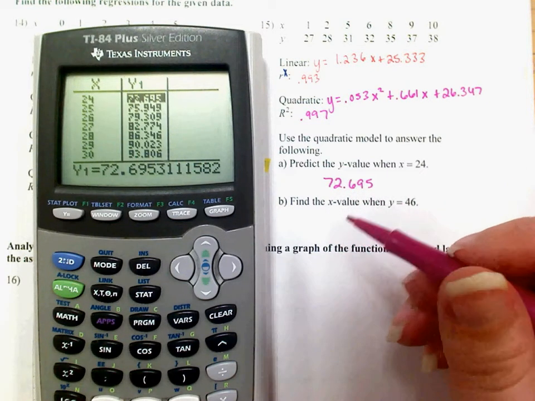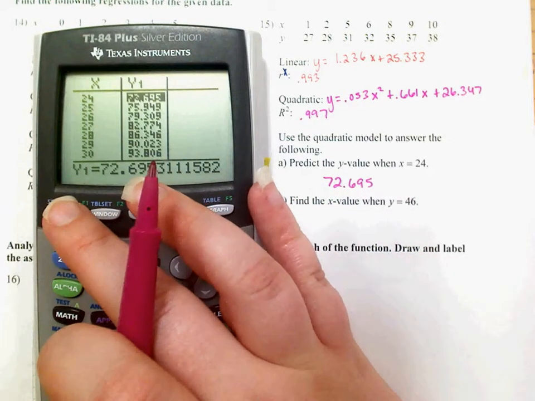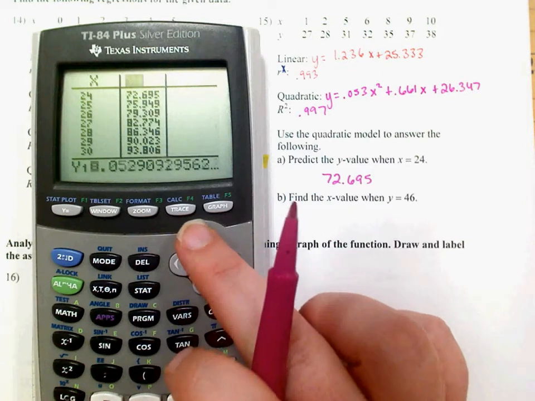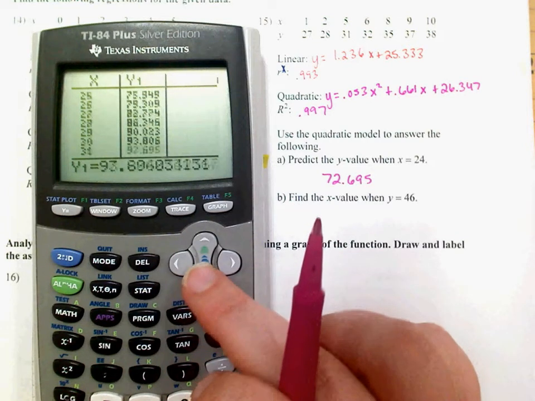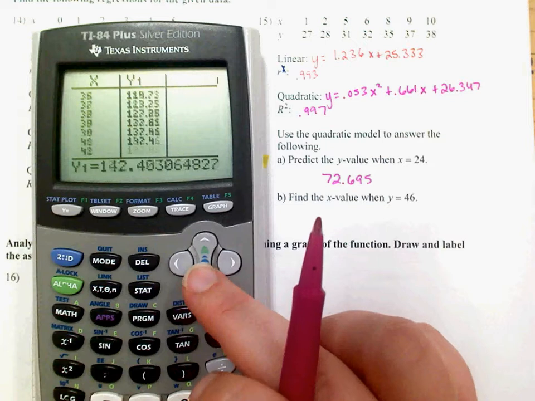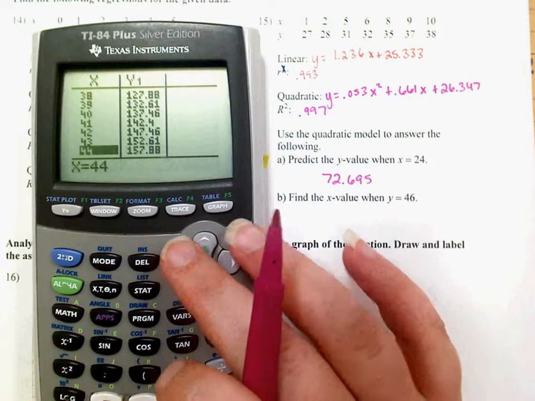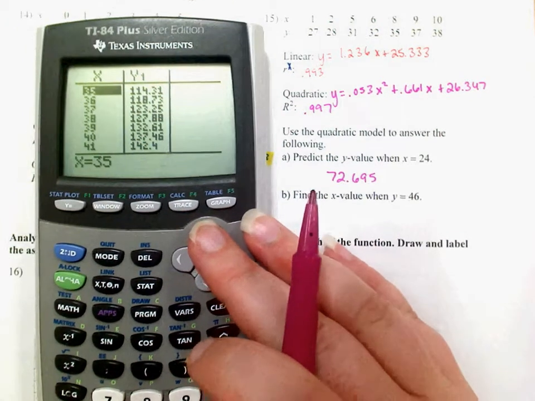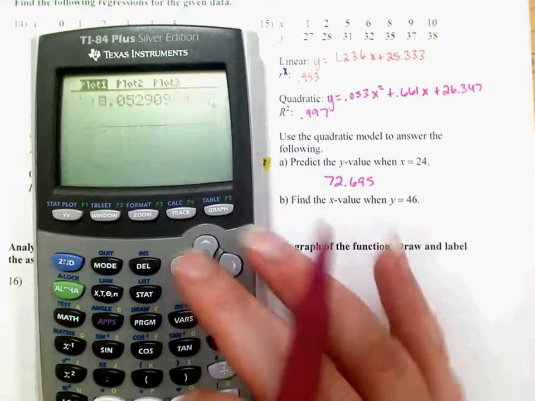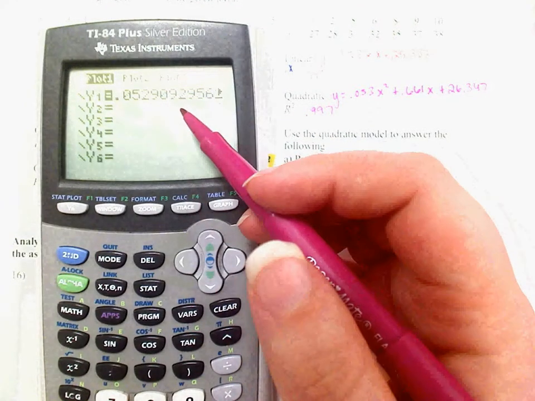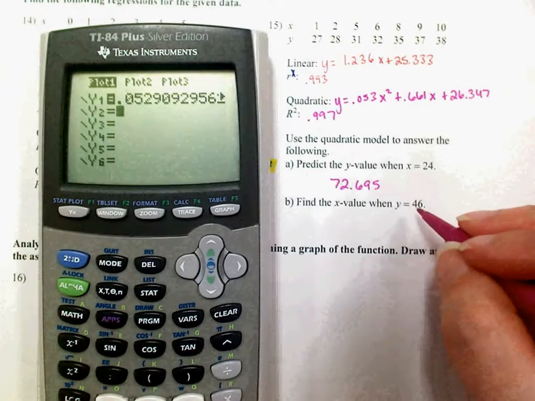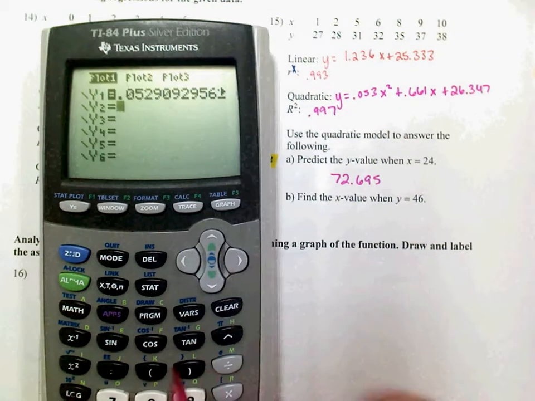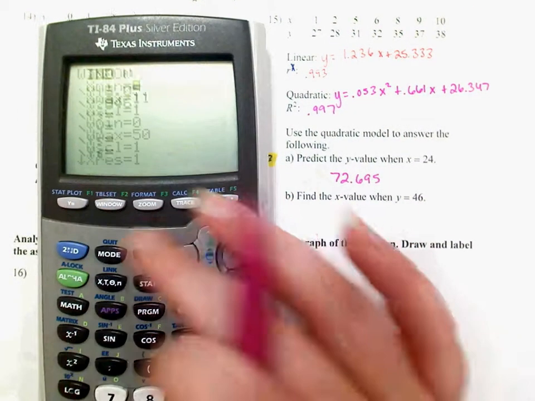Now this says predict the x value when y equals 46. So I'm going to go to y equals. Because what I can't do is just scroll, it does let you scroll down, but it won't let you scroll up. So I'm going to go to y equals. I want to know when this function equals 46, yeah? So I want to know when y equals 46. So I'm going to graph 46, and I can see 46 on my window.